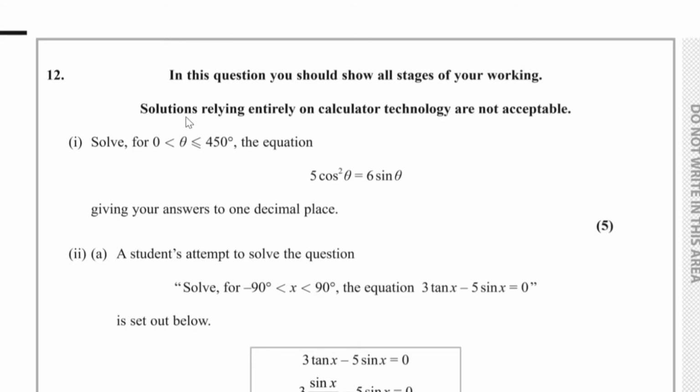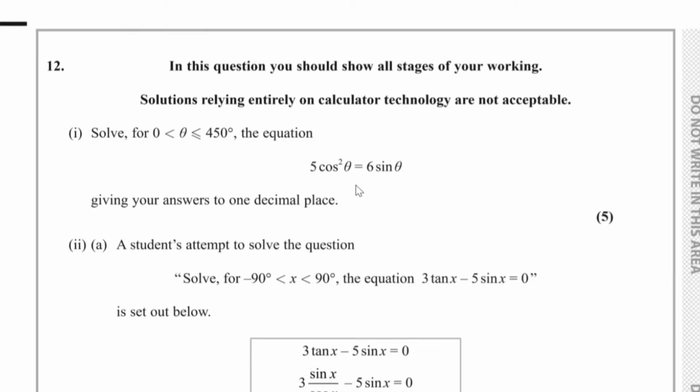Question number 12. In this question, you should show all stages of your working. Solutions relying entirely on calculator technology are not acceptable. For the first part, we have to solve in between 0 and 450 the equation 5 cos squared theta equals 6 sin theta, giving answers to one decimal place.